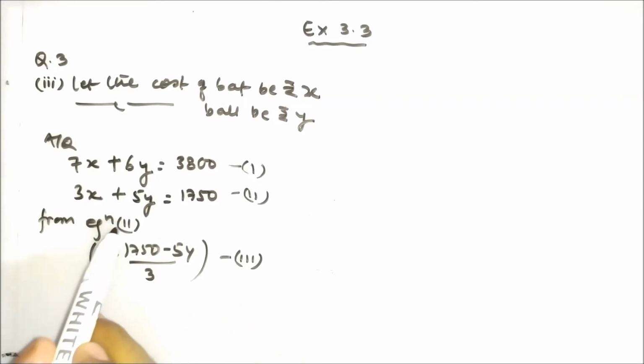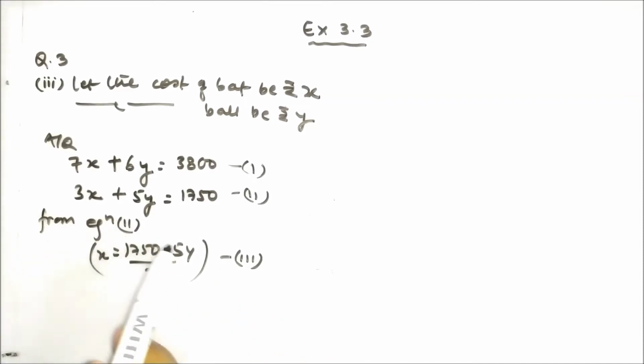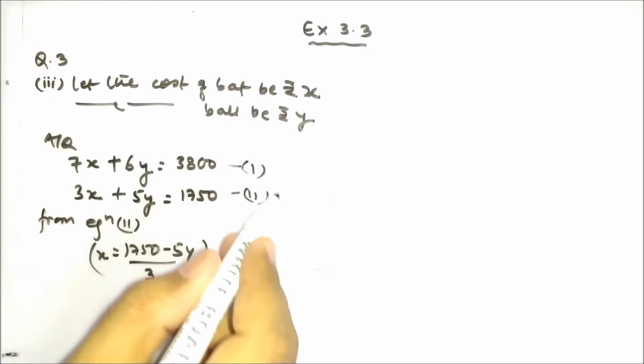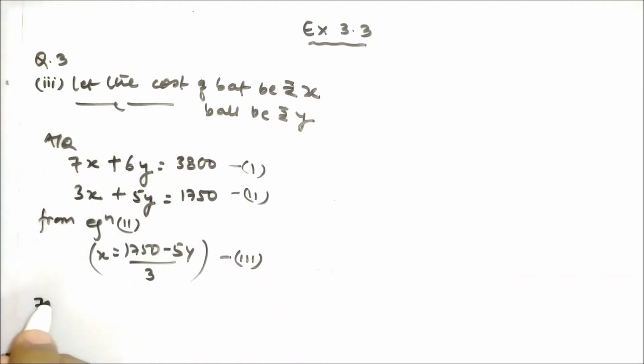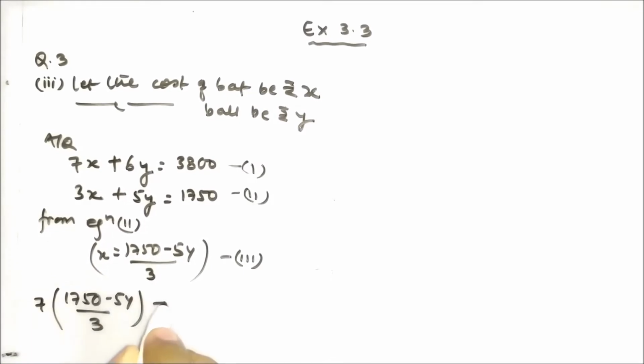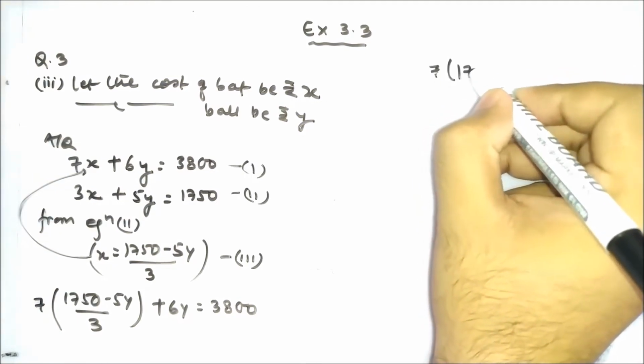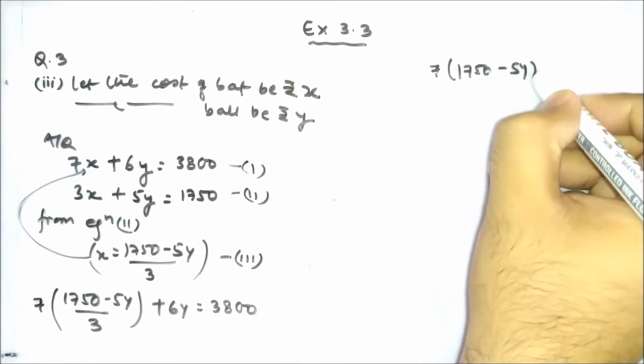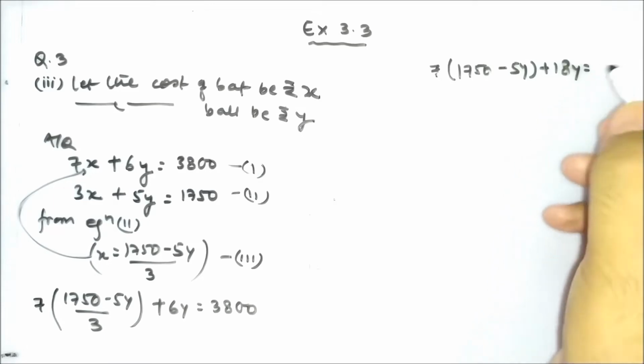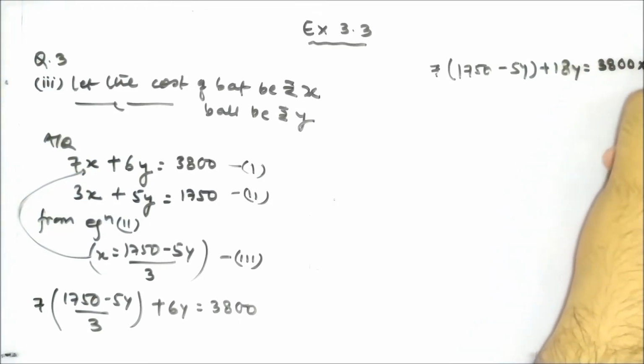Now the next step is what? If we got the value of x from equation 2, then we will put this value in equation number 1. So putting the value of x from equation 3 into equation number 1, we get (1750 minus 5y) divided by 3 plus 6y is equal to 3800. Okay, just replace the value of x from here to here. Now you will take the LCM 3, so it will be 7 into (1750 minus 5y) plus 18y is equal to 3800 multiplied by 3.